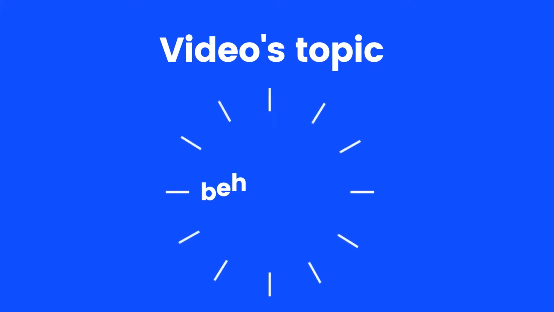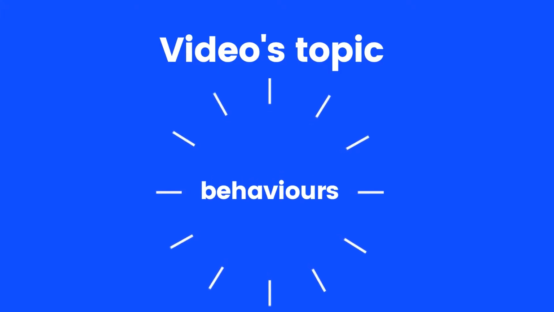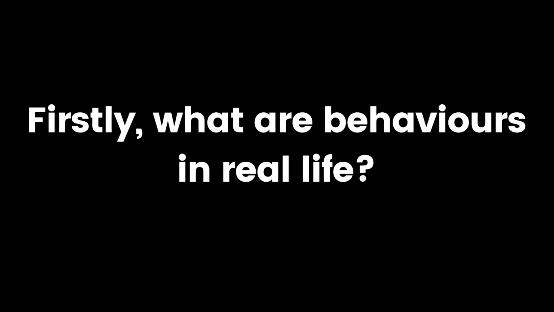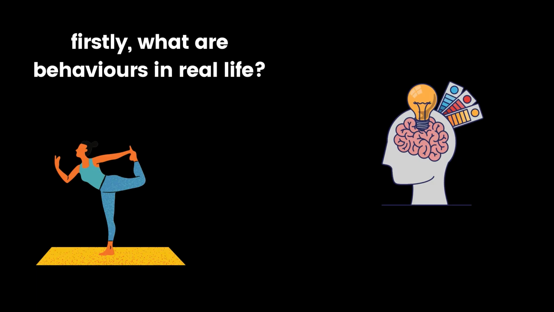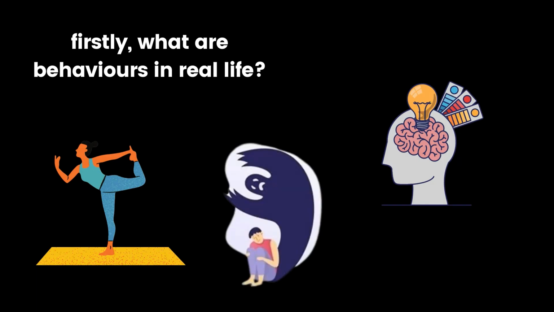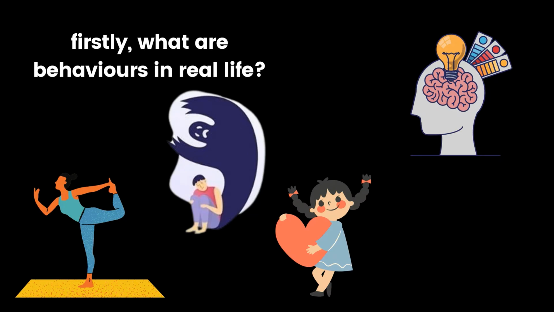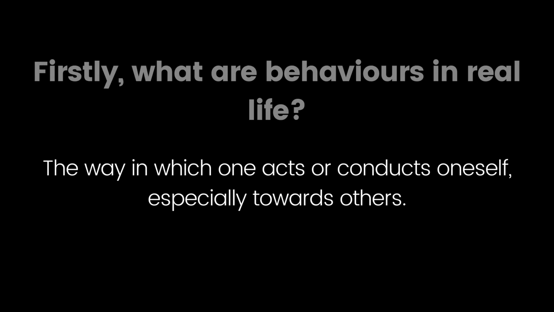With a new topic. And this video's topic is behaviors. Firstly, what are behaviors in real life? Now, I can think of a few examples that come to my mind. One of them can be active, creative, paranoid, maybe even caring. So, we can define it as the way in which one acts or conducts oneself, especially towards others.